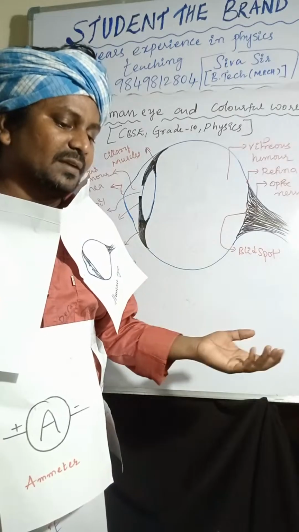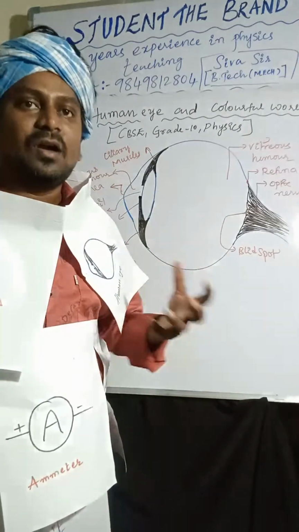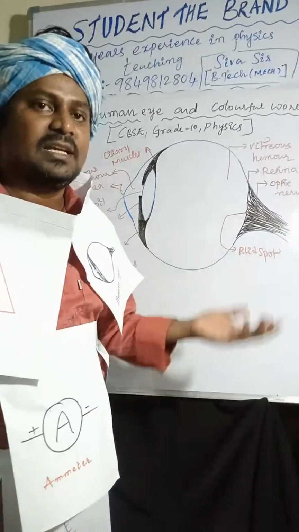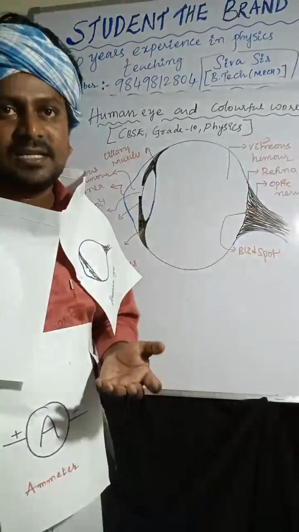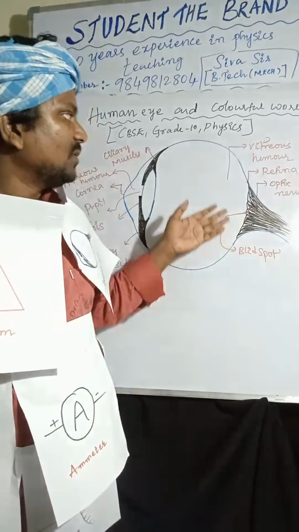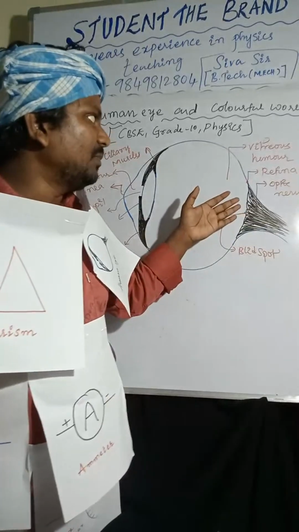Rods sense the intensity of the light. Cones sense the color of the light. And the next one, the optic nerve.